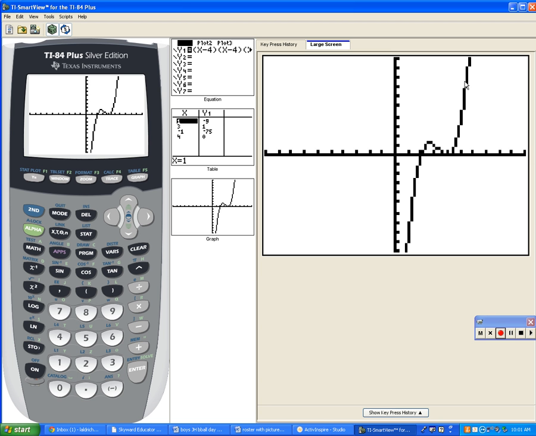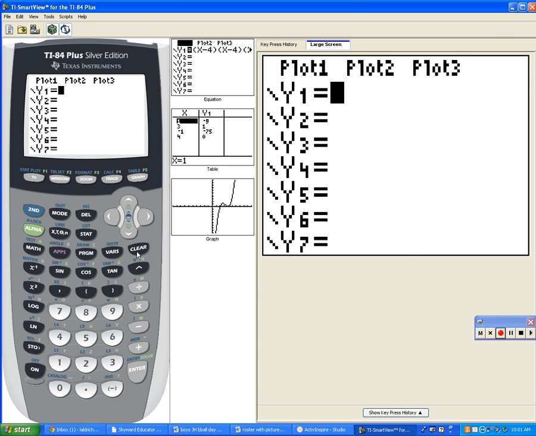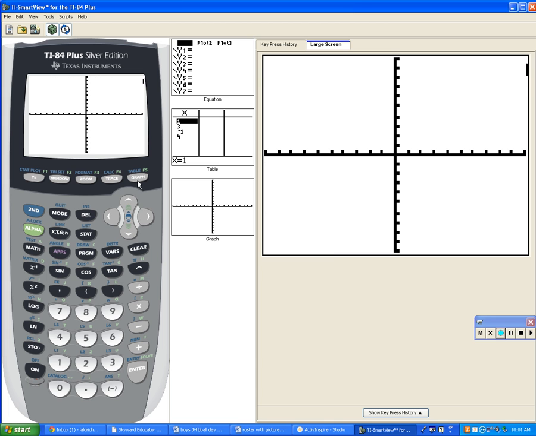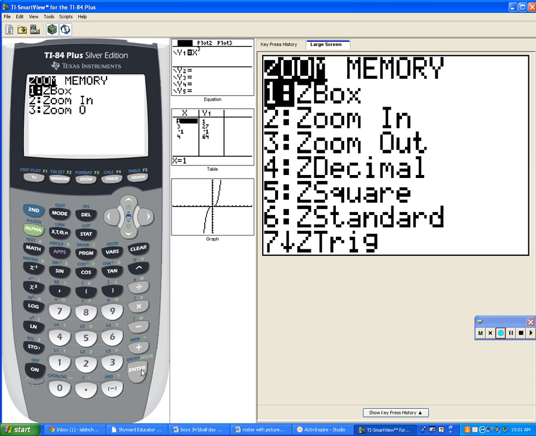Next question. What does the multiplicity of 3 look like? Okay, well, a multiplicity of 3 means that it's behaving like a cubic function. So let's look at our most basic cubic function first. When you have a cubic function, it just touches the graph like that and then goes through, but it kind of levels out.